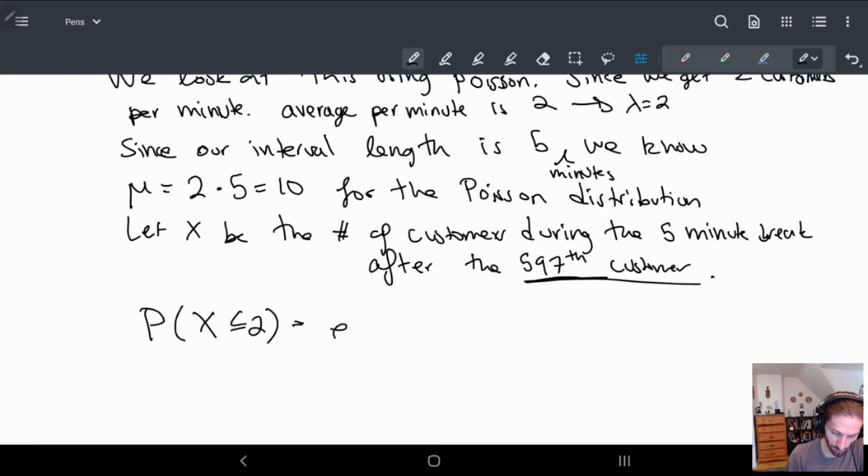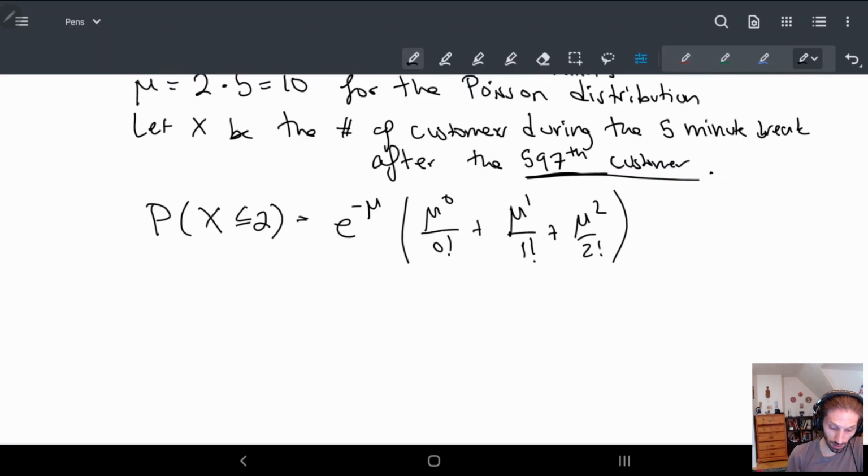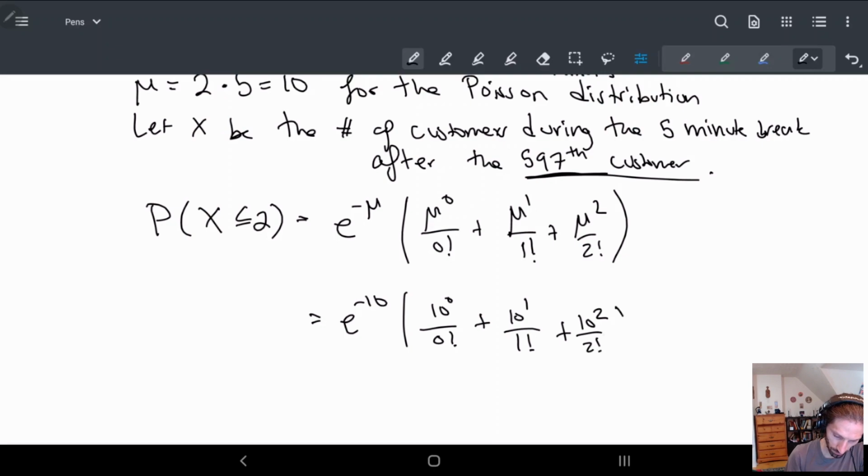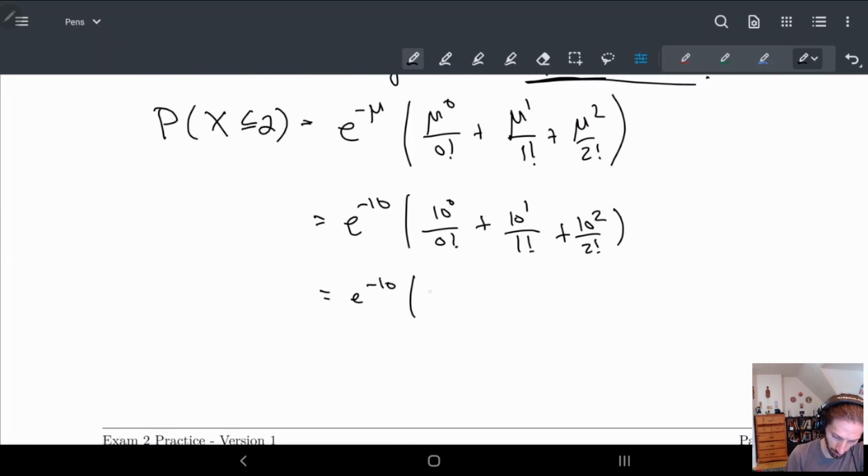Since we have a Poisson distribution, I have e to the minus mu, and then I have to add up over all the possibilities, right? I can have x be equal to 0, I can have it be equal to 1, or I can have it be equal to 2. These are all the options we have. So at this point, you just need to plug in the numbers: e to the minus 10 times 10 to the 0 over 0 factorial, plus 10 to the 1 over 1 factorial, plus 10 squared over 2 factorial. So here we get e to the minus 10 times 1 plus 10 plus 100 over 2, which is 1 plus 10 plus 50, so that's 61.